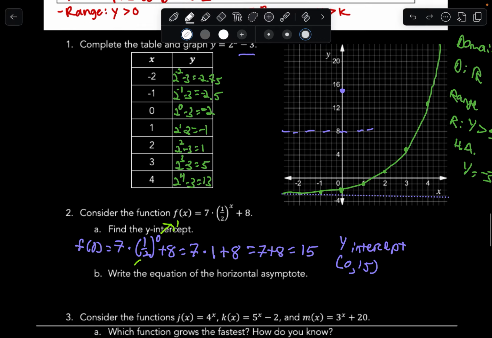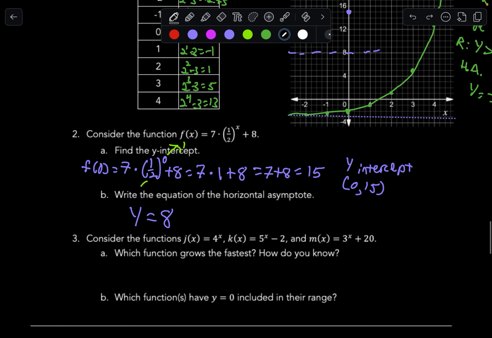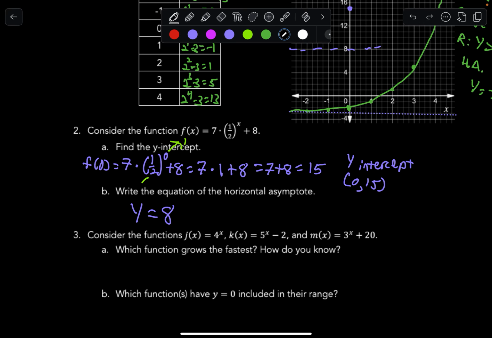All right. Write the equation of the horizontal asymptote. That will simply be y equals 8. The horizontal asymptote will always be the number being added at the back end. So if there was no plus 8, and it was just that, the horizontal asymptote would be y equals 0, the x-axis.